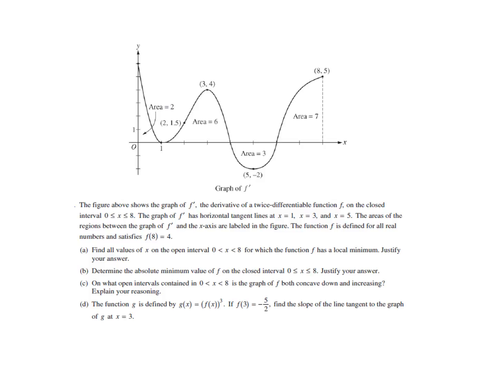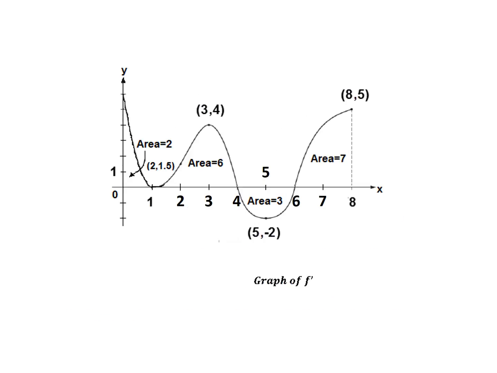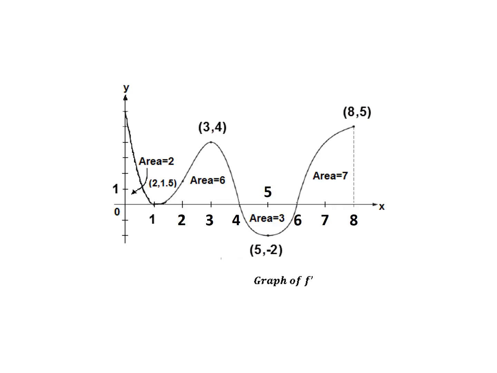This is the graph and problem that I will present in this video. The figure shows the graph of the derivative of function f prime. The function f is a twice differentiable function on the closed interval between 0 and 8. The graph of f prime has horizontal tangent lines at x equals 1, 3, and 5. The function f is defined for all real numbers and satisfies f of 8 equals 4.